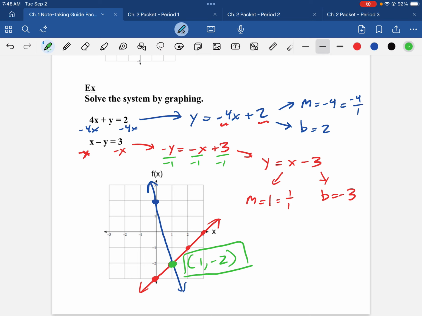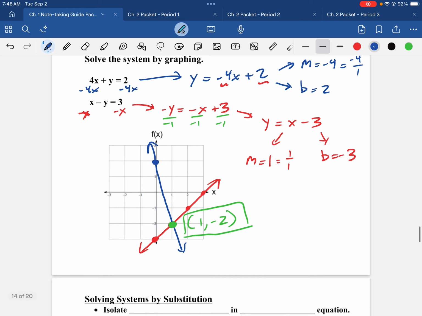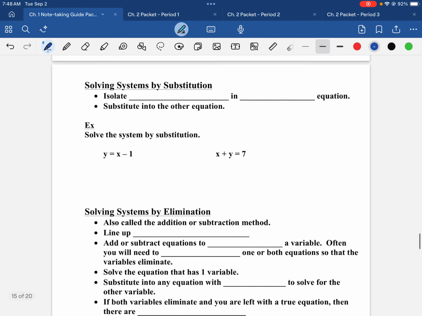Okay, so this method works okay, but only for problems that are kind of set up for it where you get a nice integer solution. It's kind of clunky if you have fractions or decimals or something like that as your solution. Okay, let's try solving a system by substitution. First, what you want to do is isolate one variable in either equation.